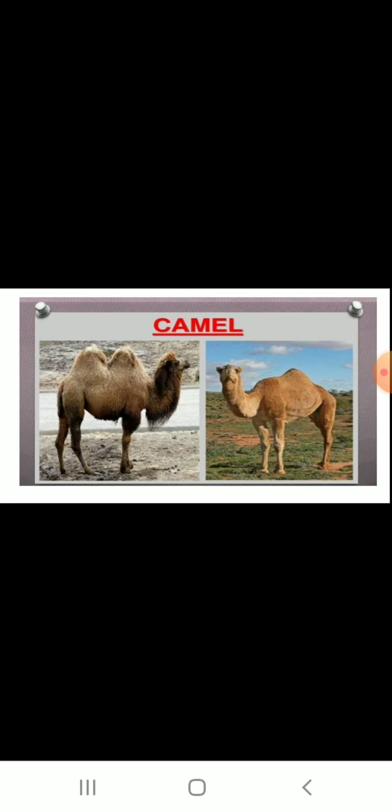Camel, so you can see the two-humped camel. This is called a Bactrian camel, and there is the normal camel which we have seen here and there. That is the difference between the camels. This is also used to make different materials.